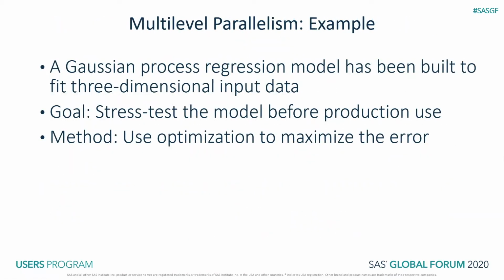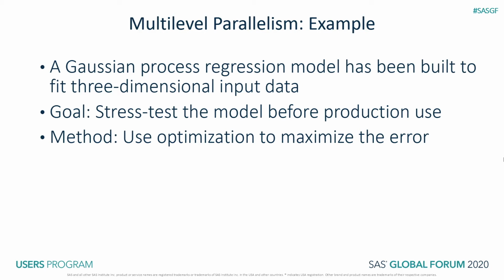Now let's look at an example. Let's say you're a researcher who's created a Gaussian process regression to fit three-dimensional input data. That's 3 independent variables and 1 dependent variable. To do this, you use the GP-reg action in the non-parametric Bayes action set in SAS Visual Data Mining and Machine Learning. But before putting the model into production use, it's probably a good idea to stress test it.